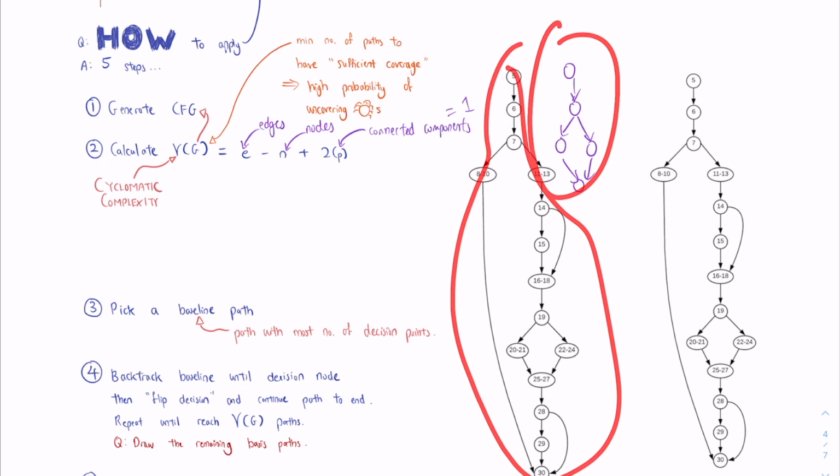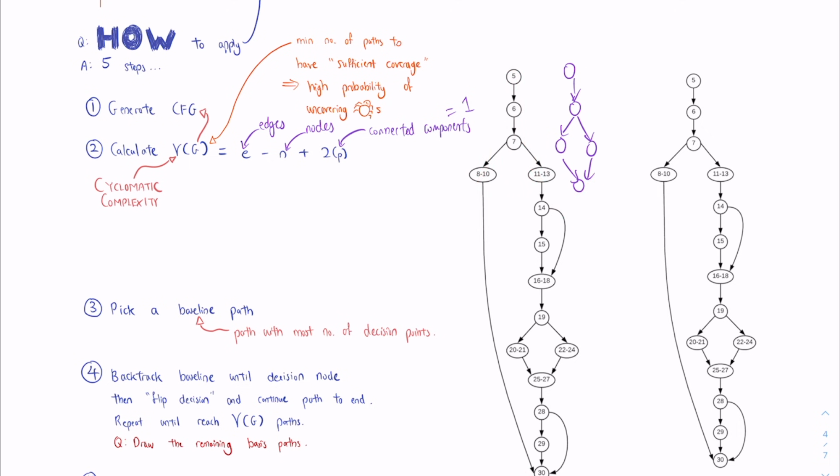For example, if your analysis was done on a class with two methods, and you wanted to calculate the cyclomatic complexity for the entire class, then you would have two there. But here we just keep things simple. We are just looking at one single method. Let me just erase this.